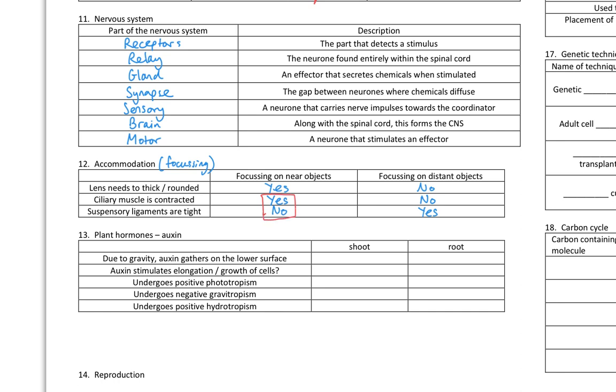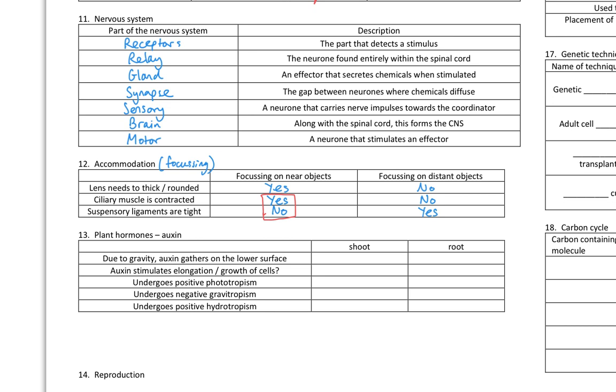Yeah, when the muscle contracts, the diameter of the muscle gets less as a circle, and therefore the tension's taken off the ligaments. So yeah, if you learn one, the opposite. Yeah, halve your revision and learn focusing on a near object, and just know that it's the opposite.